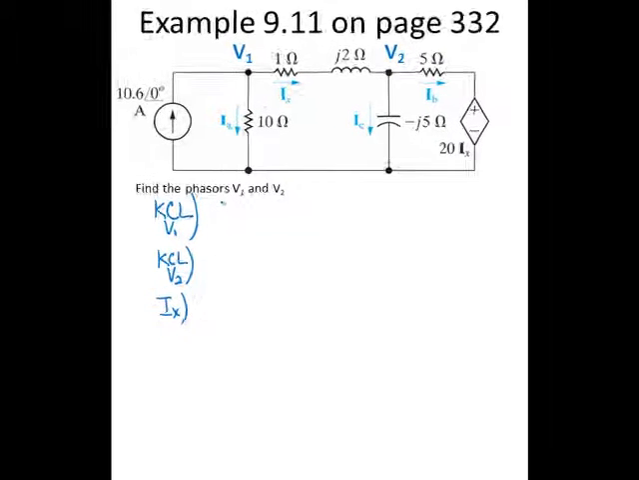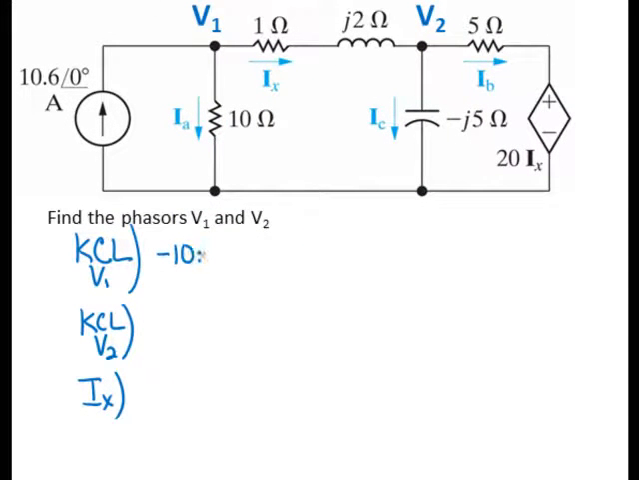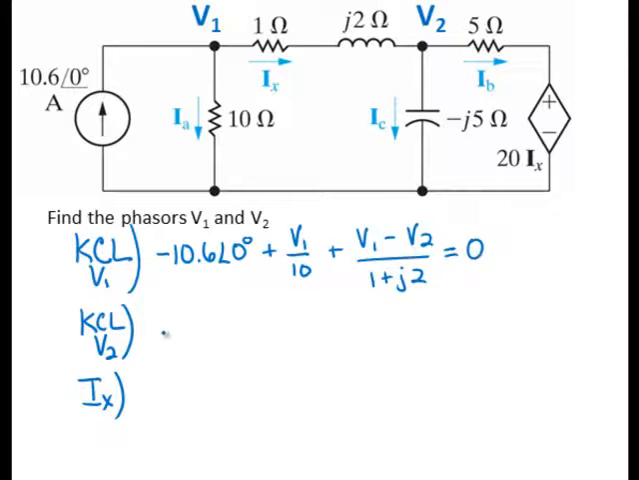Since we have a dependent source, we also need to write a constraining equation that describes the dependent variable Ix in terms of the unknown node voltages, V1 or V2. The circuit analysis yields three equations with complex coefficients in terms of three unknown variables, V1, V2, and Ix.